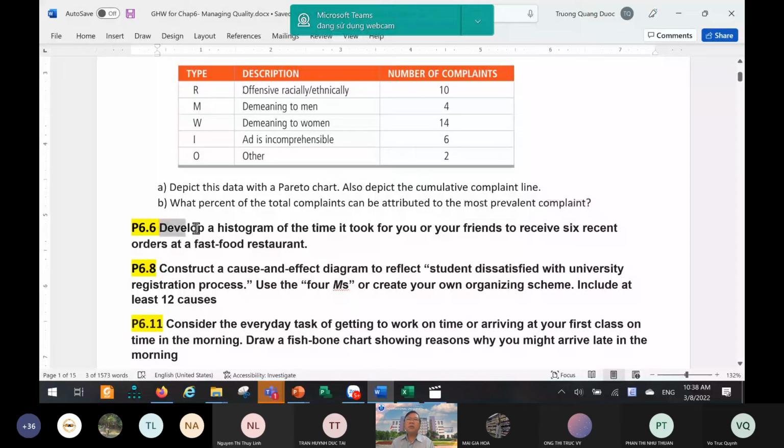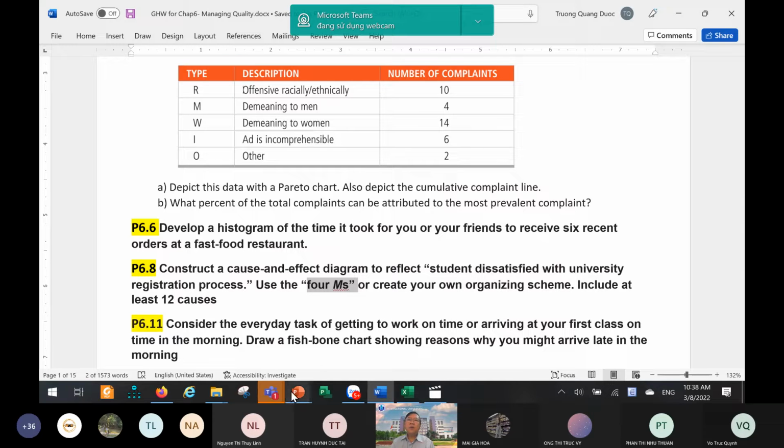Six histograms, that's okay, most groups are okay. Then a cause and effect diagram. What is the cause? The students testify about the process of registration at the university, and they ask you to use 4M. Some groups don't use 4M. That is a problem again. 4M is machine, method, manpower, and what? Be careful on that.